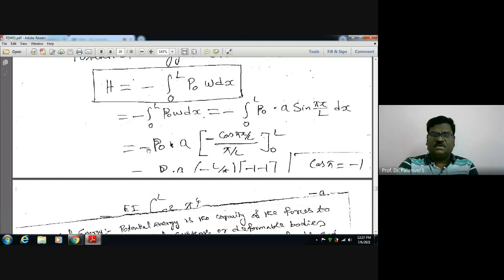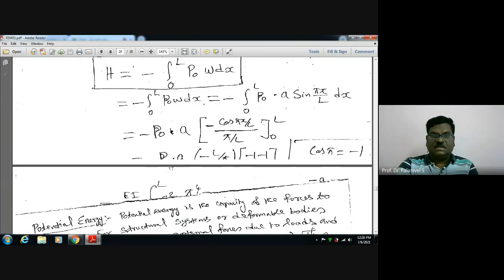Okay. Now P naught and A are constant values, so I have written them outside. Now I have to integrate only sine pi x by L dx. If I integrate sine, it becomes minus cos, pi x by L, divided by the coefficient of x, pi by L. Integration we divide, differentiation we multiply. The upper and lower limits are substituted here; you have to apply the limits later.